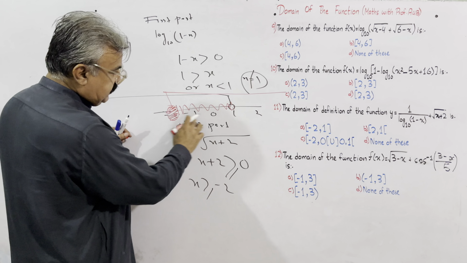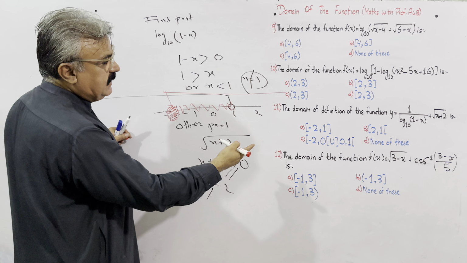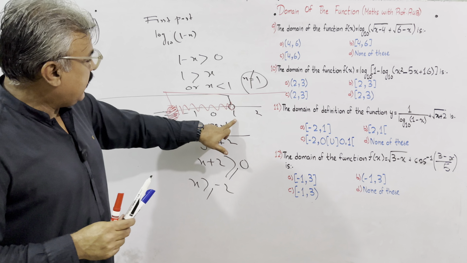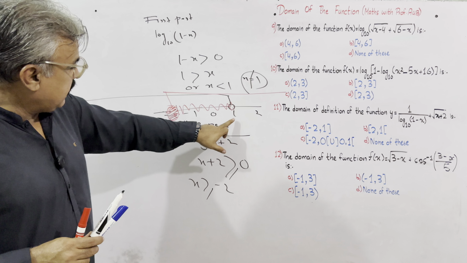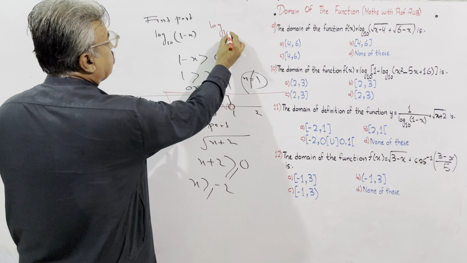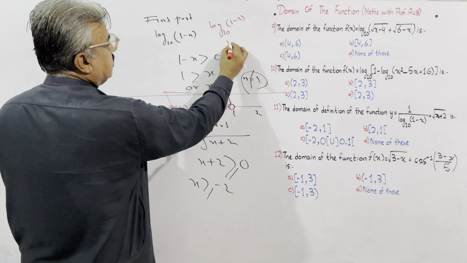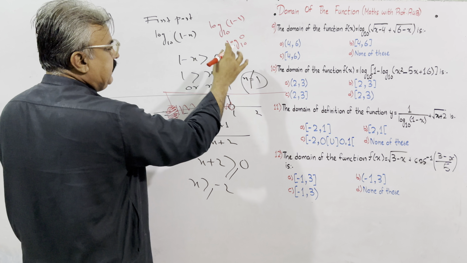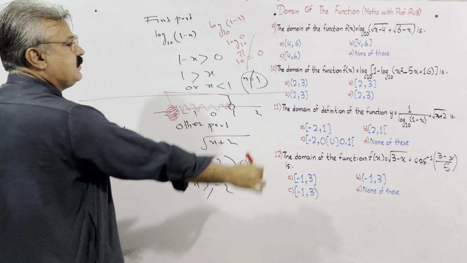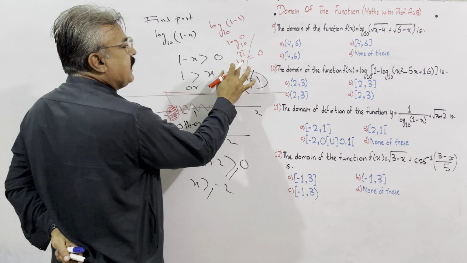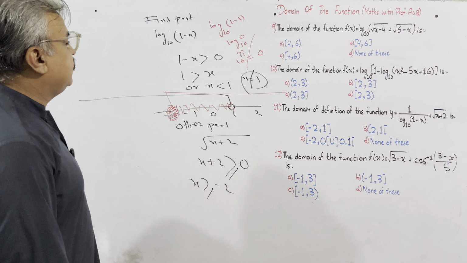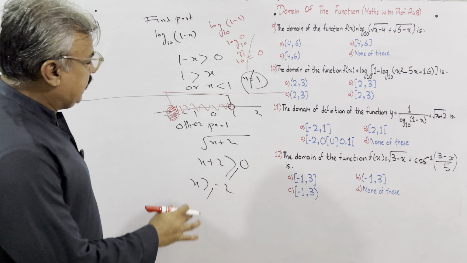Now we have to check whether there are some values where log is meaningless or square root is meaningless. If I plug in 1 here, 1 minus 1 is 0. Log of 1 minus 1 at the base 10 becomes log of 0 at the base 10. It means 10 raised to what power to get 0? It is not possible, it is absurd, not possible in real numbers. That's why we have to discard this one.